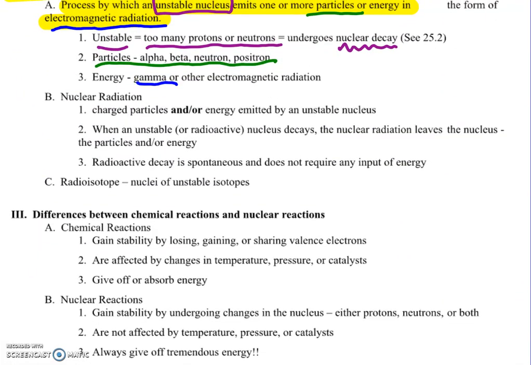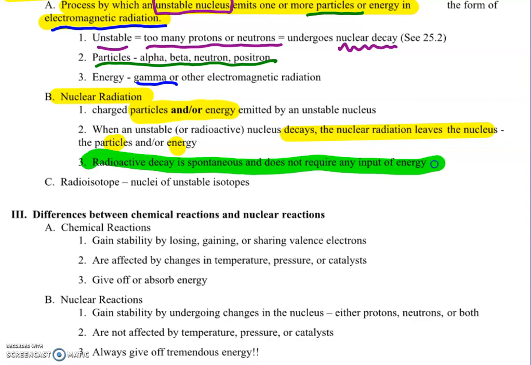So then let's look at some other things here with the nuclear radiation. So nuclear radiation, that is the charged particles and or the energy. So those unstable nuclei can give off both or one or the other when they are unstable. As it decays, that radiation leaves the nucleus as the particles or as the energy. So particles or energy. Here's an important thing I want you to highlight. Radioactive decay is spontaneous and does not require any input of energy. So you can't control it, you can't predict it, it is spontaneous.